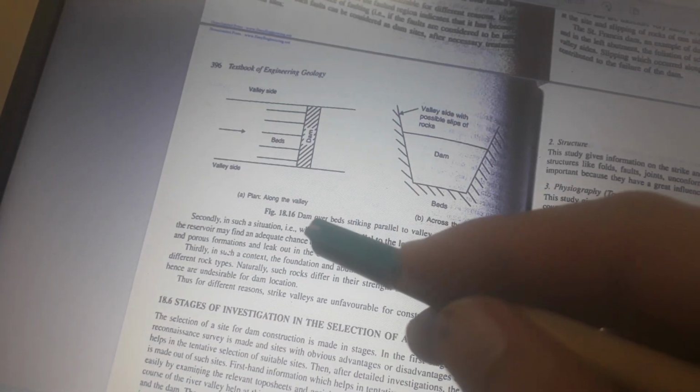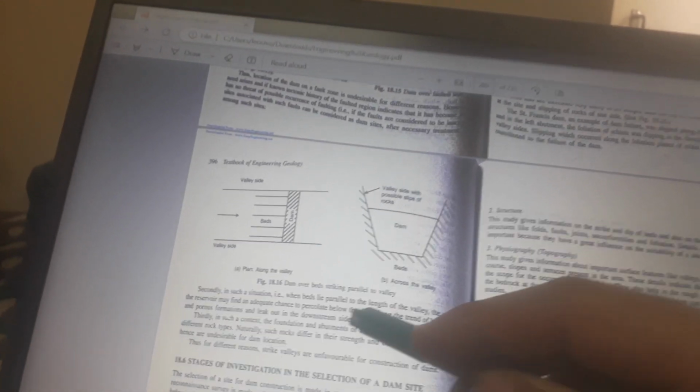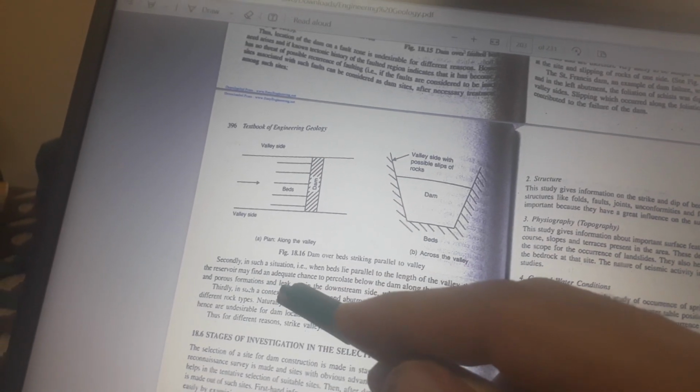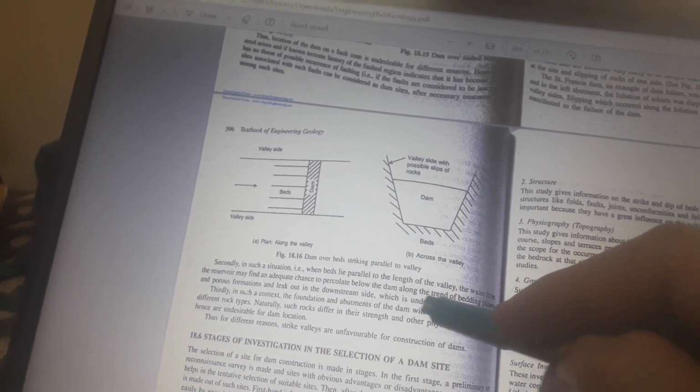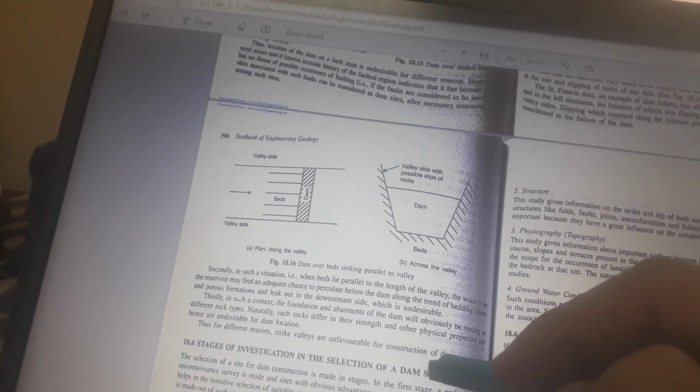Secondly, in such a situation, that is, when beds lie parallel to the length of the valley, the water from the reservoir may find an adequate chance to percolate below the dam along the trend of bedding planes and porous formations and leak out on the downstream side, which is undesirable. Thirdly, in such a case, thus for different reasons, strike valleys are unfavorable for construction of dams.